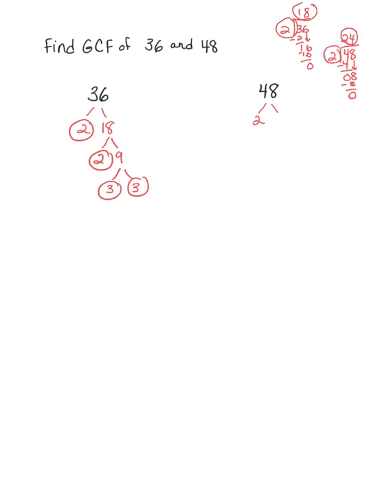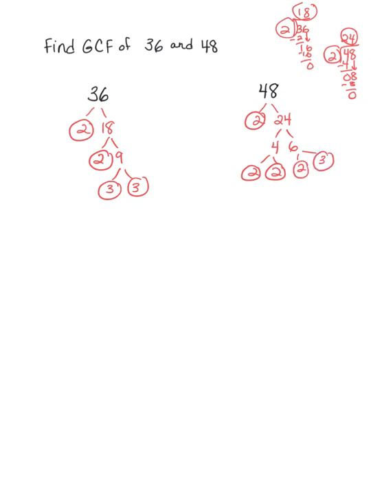So 24 and 2 are partners, or are a pair that make 48. I'm going to circle my 2. 24 is a little more manageable. I'm going to use 4 and 6 for 24. Neither one, though, are prime numbers, so that means we've got to go farther. 4 breaks up into 2 times 2, and those are both prime. And 6 breaks up into 2 times 3, and those are both prime.